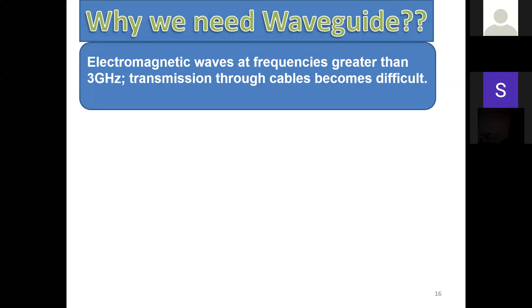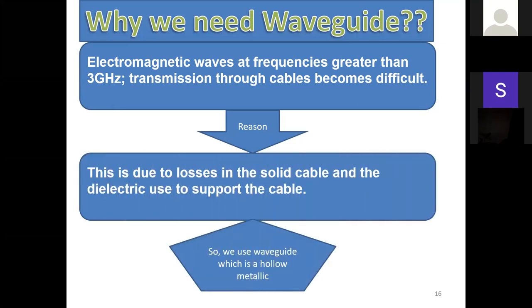Okay, so why do we need the waveguide? Because if we have a frequency larger than 3 gigahertz, then it is difficult to transmit over the conventional transmitting cable. It is not possible to pass a signal over 3 gigahertz through the cables. So we need the waveguide. This is due to losses in the solid cable.